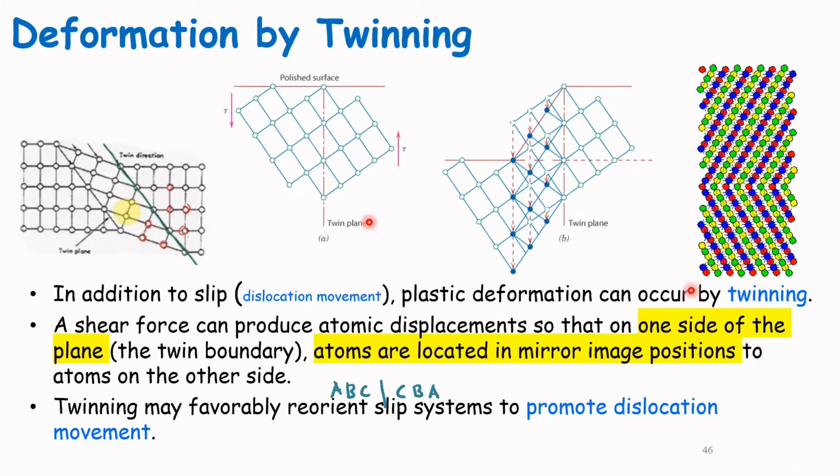So plastic deformation in some metallic materials can occur by the formation of mechanical twins, or twinning. In addition to slip, the concept of a twin is that a shear force can produce an atomic displacement such that, across one side of a plane or twin boundary, atoms are located in a mirror image position of atoms on the other side. So how can twinning form? Twinning can form when a shear force produces atomic displacement that causes atoms on one side of a plane, or twin boundary, to be located in a mirror image position of the other side.